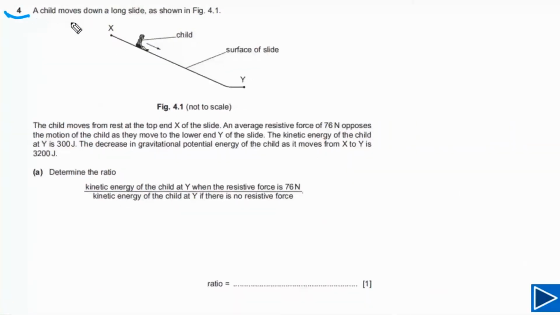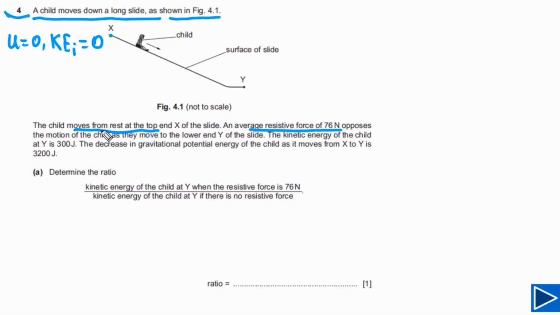For question number 4, it is given to us that a child moves down a long slide as shown in figure 4.1. The child moves from rest at the top, means at this point speed of the child is equal to 0. As speed of the child is equal to 0, we can also say initial kinetic energy of the child is equal to 0. It is also given to us that a resistive force of 76 newtons opposes the motion of the child.